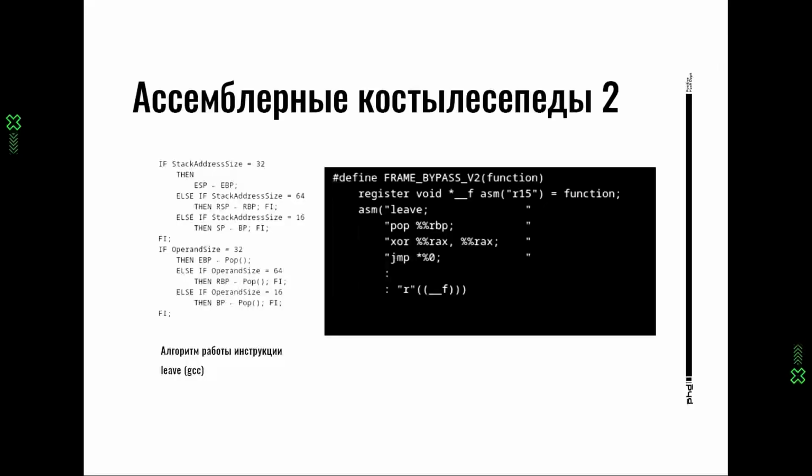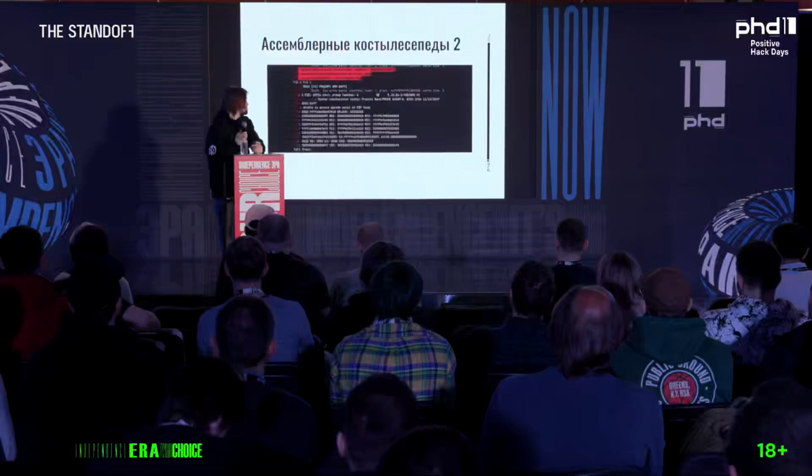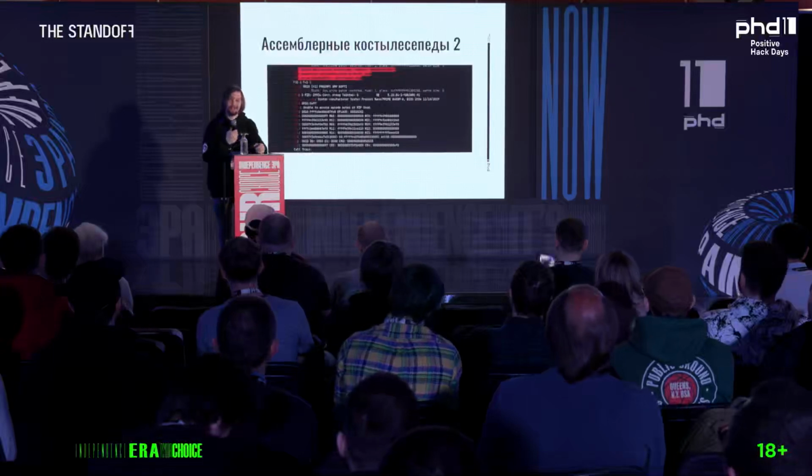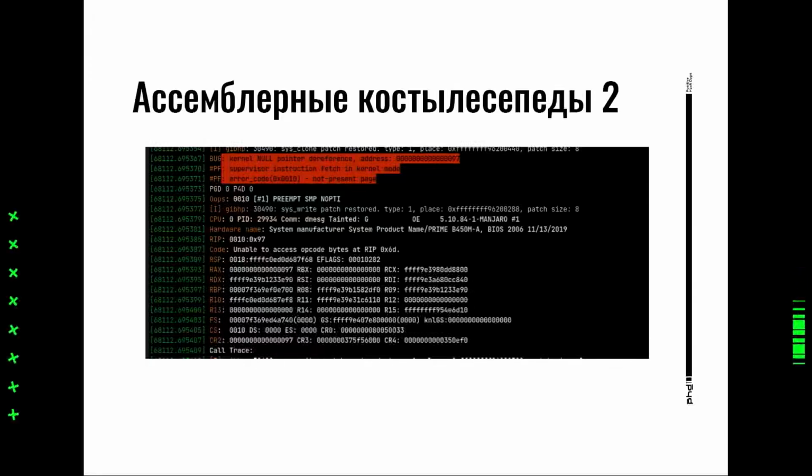So the second version of the frame looks like that. Okay, we call the leave instruction. We pop RBP. We update the registers, and we jump to the original function, and our frame kind of disappears. Does it really work? Okay, if we wanted this, then it works.